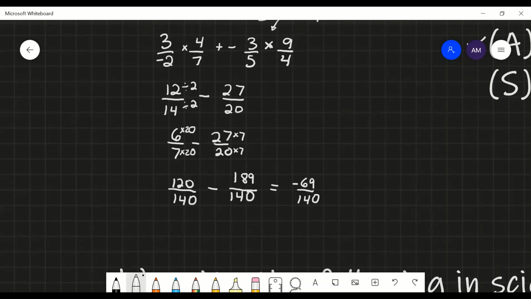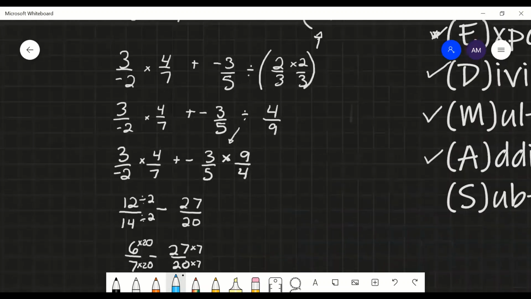Now, as far as I can tell, this cannot be reduced because 69, we could divide this by 3, let's say, but this one cannot be divided by 3. And I can't think of any other number that would work. So I'm going to consider this the end of this question. So this must be the answer.